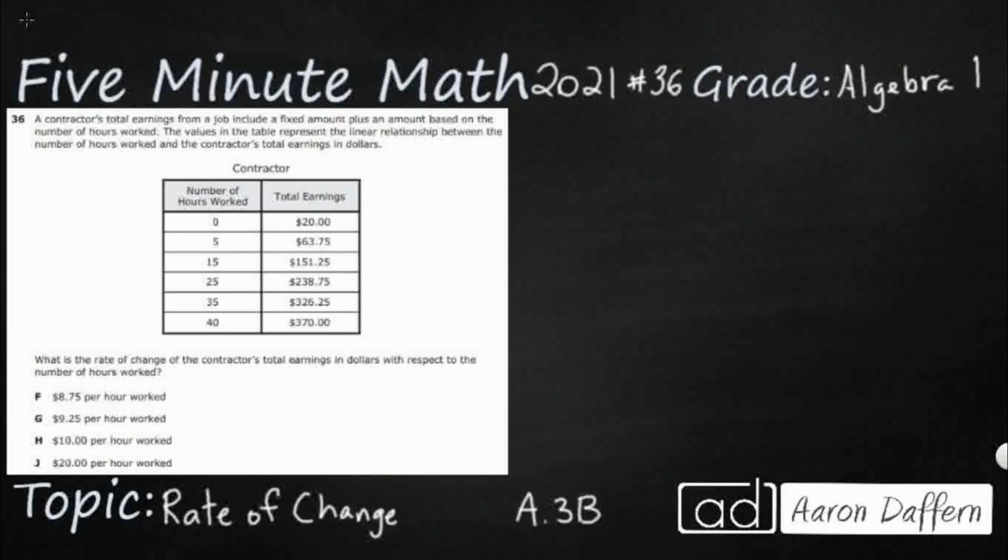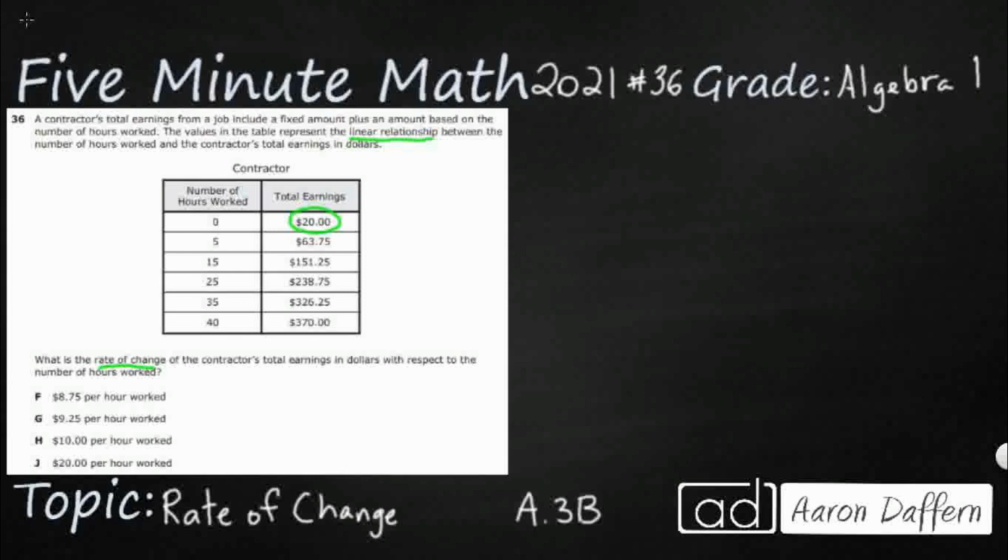So we have a contractor's total earnings, which includes a fixed amount plus an amount based on number of hours worked, right? So the fixed amount looks to be $20 because nothing has been worked, no job has been done, and then it's a fixed amount per hour after that. We have a linear relationship, which means we're going to have a constant rate of change, and that's what we're looking for. It's rate of change. So we're looking for the total earnings in dollars with respect to the number of hours worked.